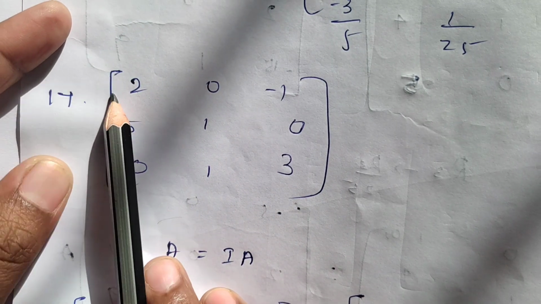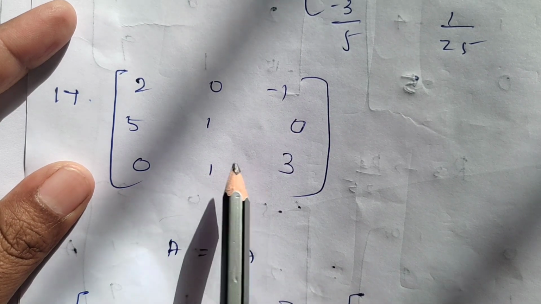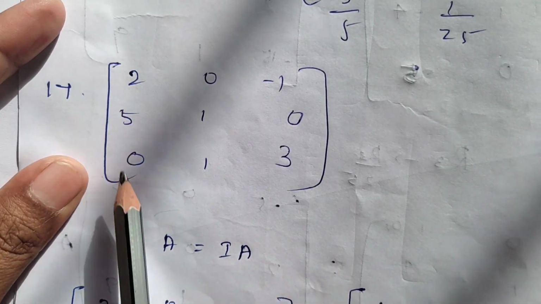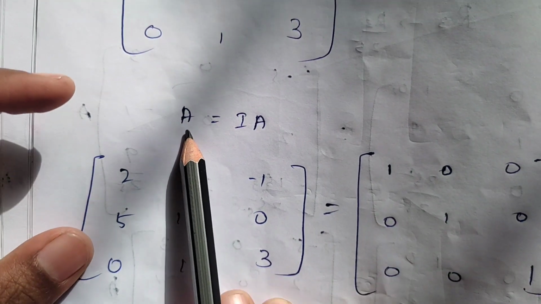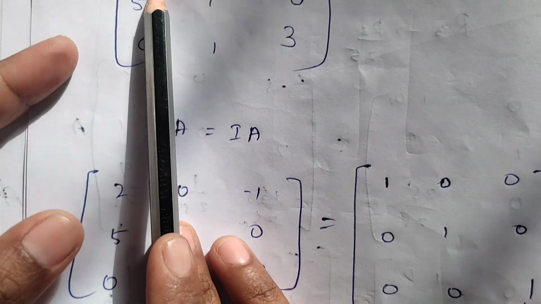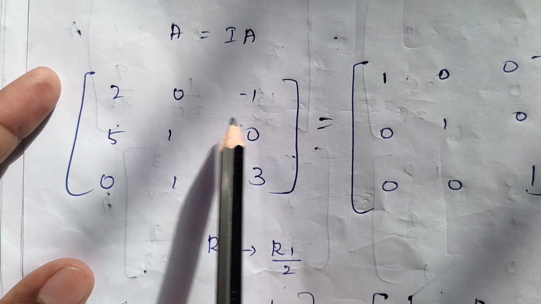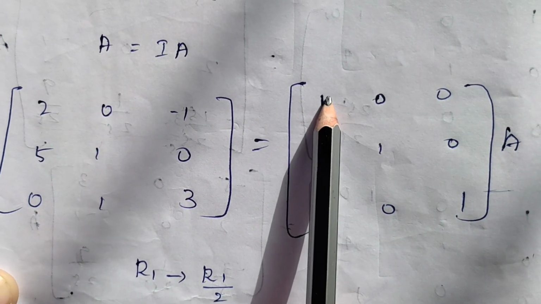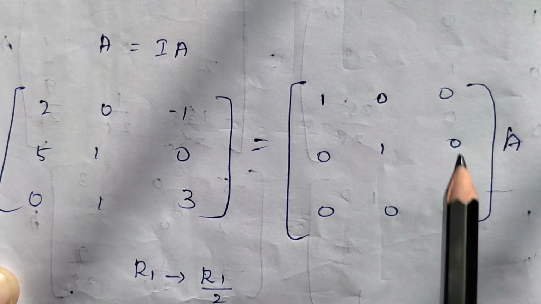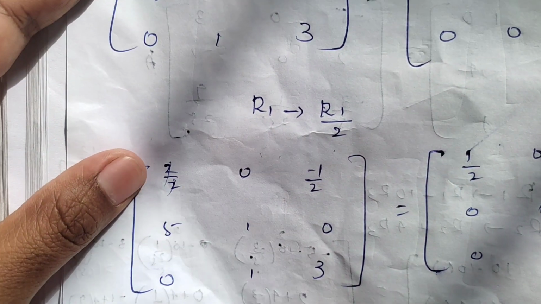The next problem: 2 0 minus 1, 5 1 0, 0 1 3. Write the given matrices, A is equal to IA. And the first element we have to make it 1. Divide this R1 by 2. So 2 by 2, 0 by 2, minus 1 by 2. Here again 1 by 2, 0 by 2, 0 by 2. That is what they have done here. So we got it 1.